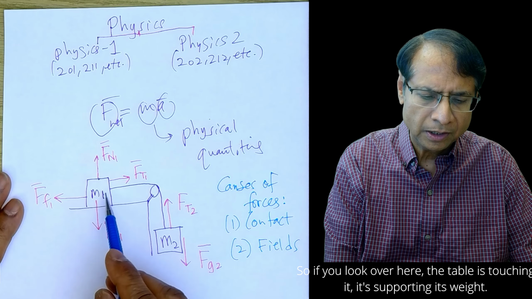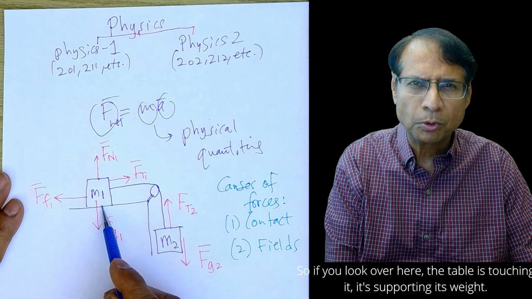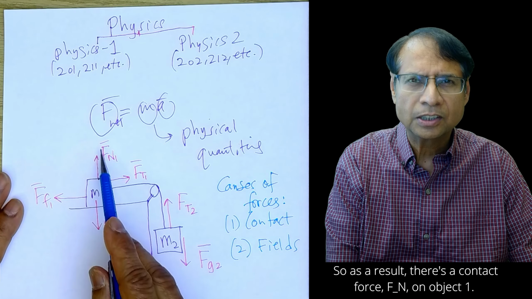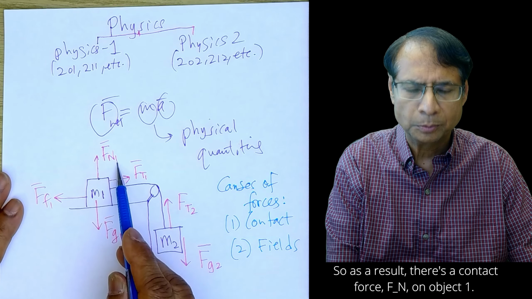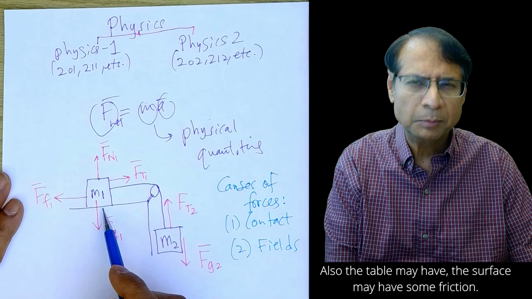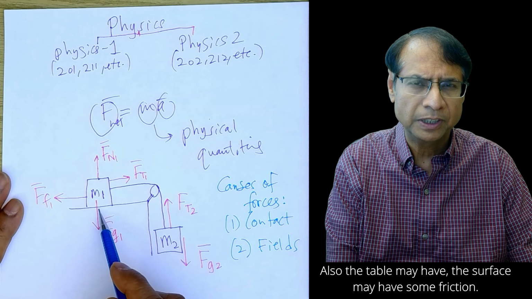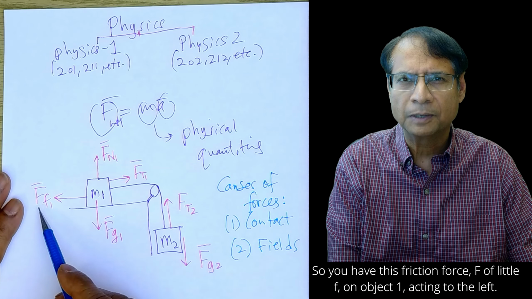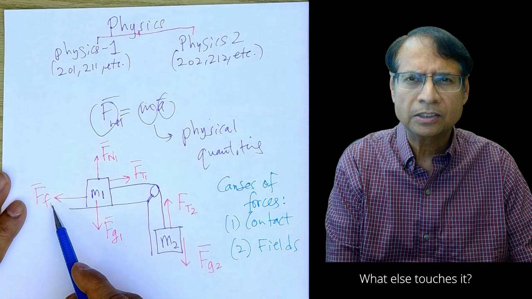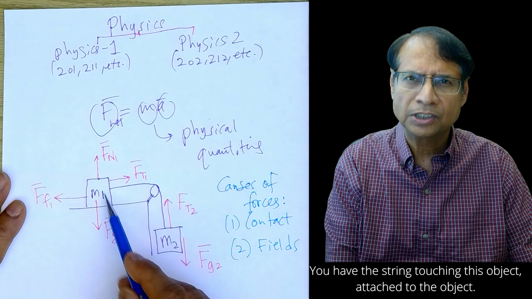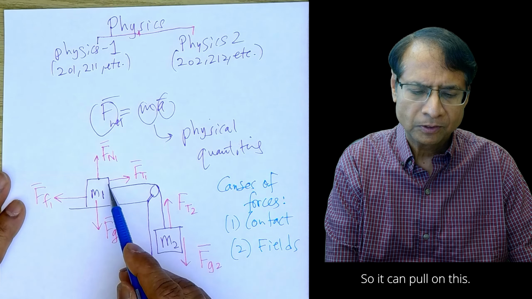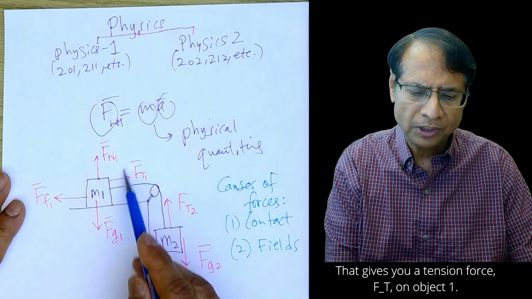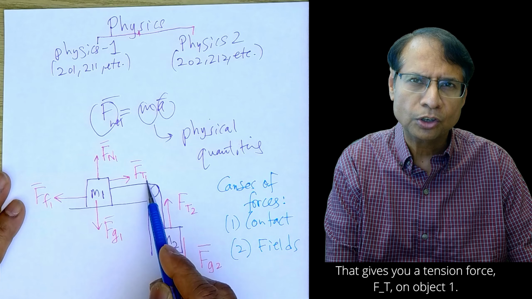So if you look over here, the table is touching it, is supporting its weight. So as a result, there's a contact force, Fn, on object 1. Also the table may have, the surface may have some friction. So you have this friction force, F of little f, on object 1, acting to the left. What else touches it? You have the string touching this object, attached to the object. So it can pull on this. That gives you a tension force, Ft, on object 1.